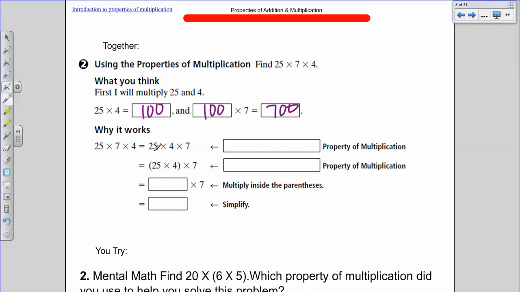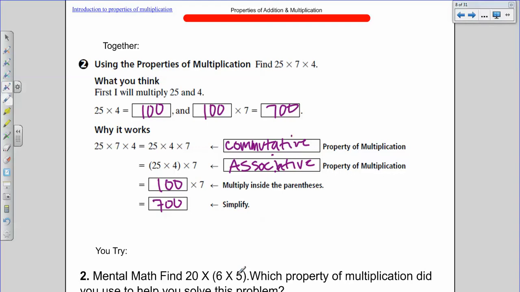Okay, so what allowed us to change the order of 25 times 7 times 4? That was the commutative property. And then when I grouped them together, that was the associative property that allowed me to regroup those. So again, I do 25 times 4 inside the parentheses, and then simplify to get a final answer of 700. All right. Now I would like for you to try the You Try problem by yourself and tell me which property you used to find that answer.